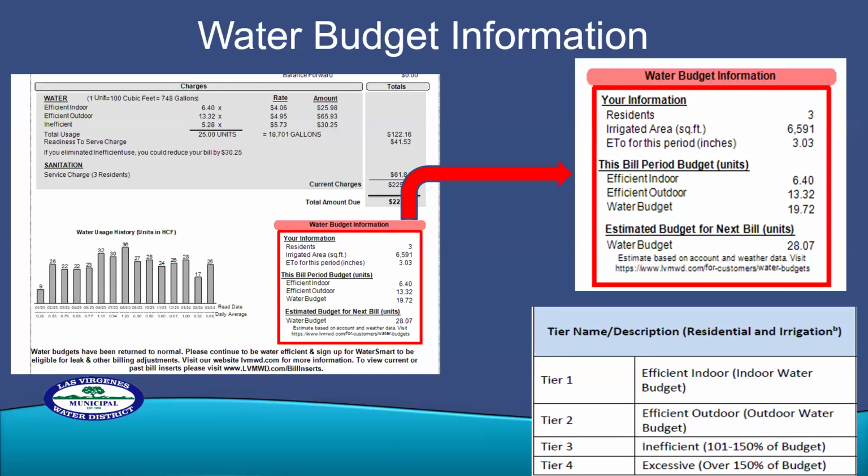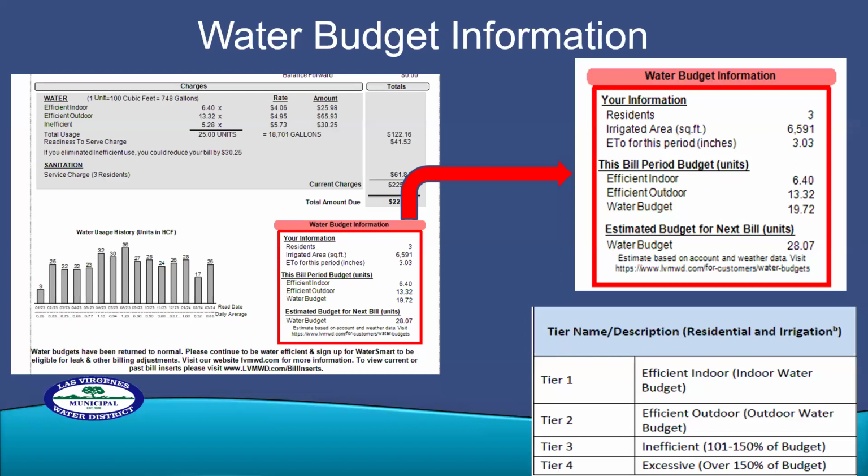Then below, they'll see their budget that they receive for the efficient indoor, the efficient outdoor, and then their total water budget. We also put on there their estimated water budget for the next month. And what we do is we use a 3-year rolling average of the same month the previous three years. So that way we can let them know that this is an estimate. It could change based on weather patterns, but this is likely what you will be using.